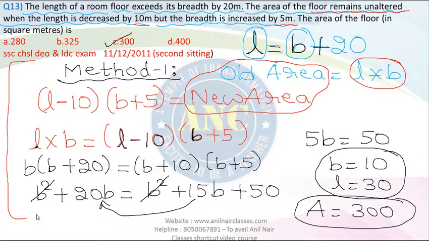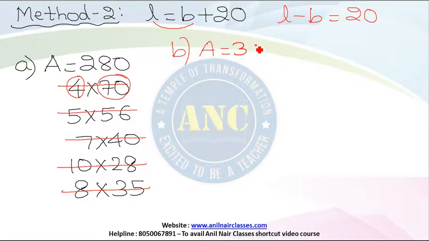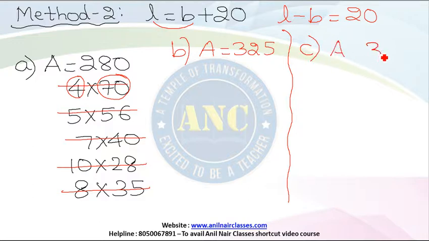And what I will do a little smartly is, the second option area is 325. It is ending with 5. But the third and fourth options are a little easy. The third option area is 300. 300 is a good number compared to 325. So although 325 is the second option, I will start working with 300.